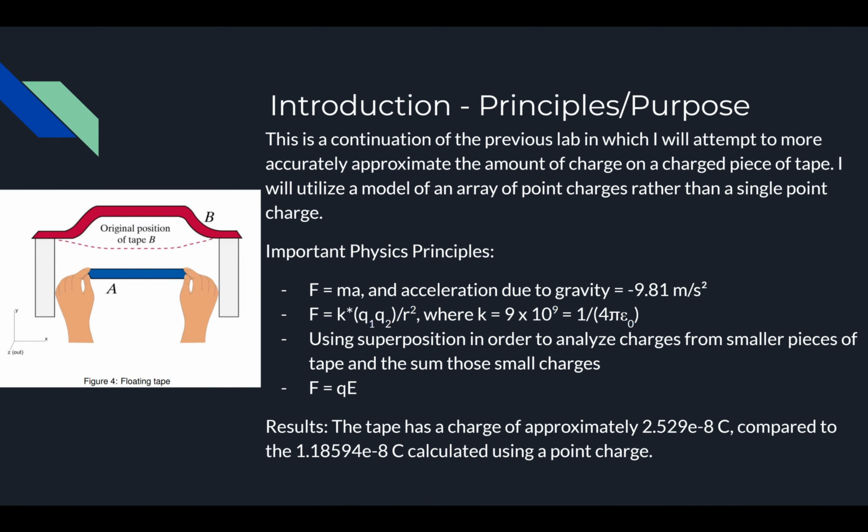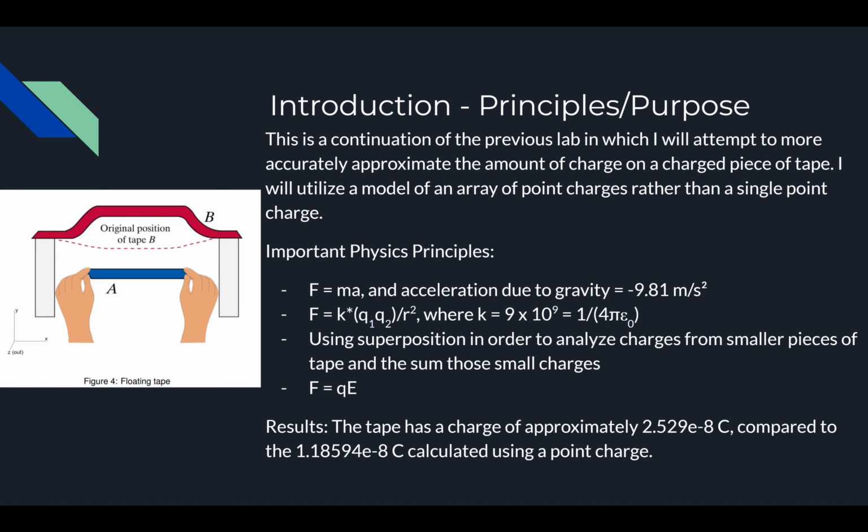This is essentially a continuation of the previous lab with the same setup and data collection. However, we're going to try and more accurately model the charges on the piece of tape. We're going to use a line array of point charges rather than a single point charge on each piece of tape. Some important physics principles again, F equals ma, and then Coulomb's law in both forms.